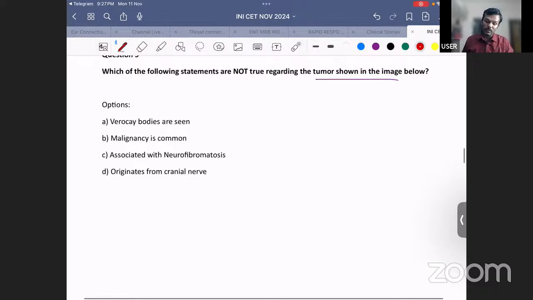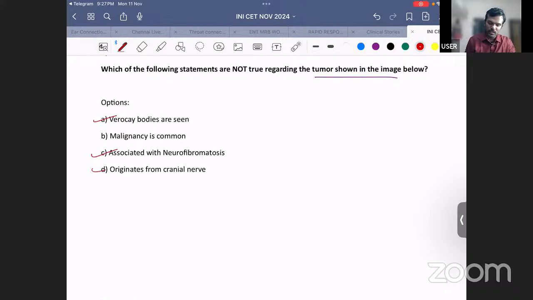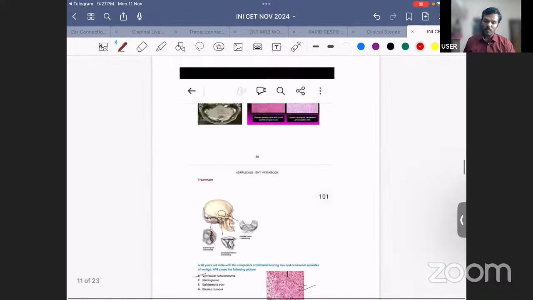So the disease is vestibular schwannoma. Verocay bodies are seen. Yes, Verocay bodies are seen. Associated with neurofibromatosis. Yes. Bilateral acoustic schwannoma. Yes. So this is not. So let's discuss vestibular schwannoma.